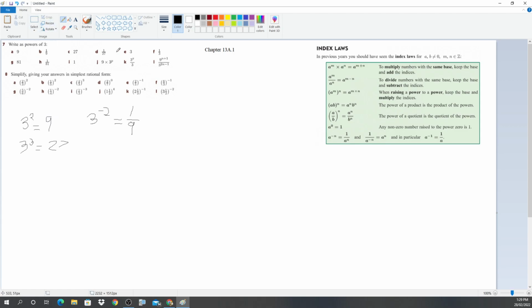So these numeric ones shouldn't be too difficult if you recognize your powers of 3: 3 to the 1 being 3, 3 to the 2 being 9, 3 to the power of 3 being 27, and 3 to the power of 4 being 81. Other ones you may not be too familiar with. Anything to the power of 0 is 1, so 3 to the power of 0 is 1. That's the answer for 7 part i.